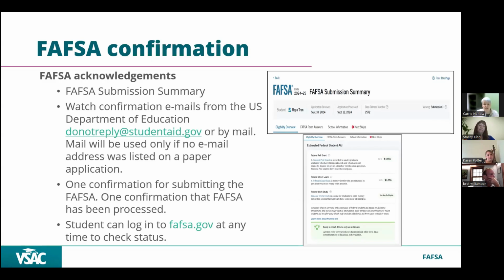There are FAFSA acknowledgements. So the FAFSA submission summary can be seen right after the FAFSA processes. Students can watch for confirmation emails, and parents can watch for confirmation emails from the U.S. Department of Education. They can add do not reply at studentaid.gov to their email program so that they know that's not junk. Mail is only used if an email address was not listed on a paper application. All of the other online applications require an email address, so it will most likely be emailed if you're one of that more than 99%.